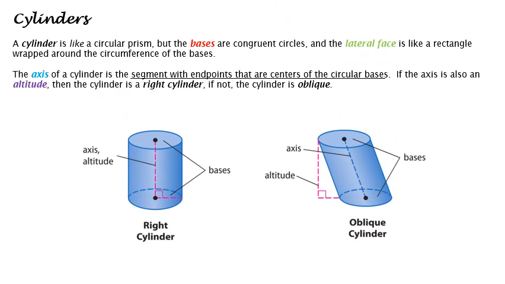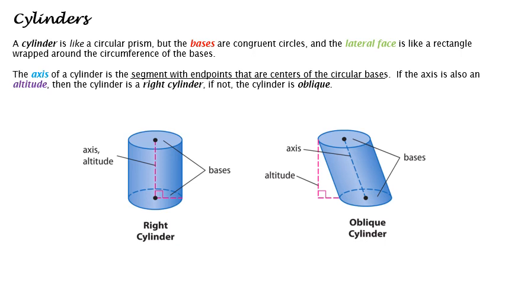So a cylinder is really similar to a prism. It's kind of like a circular prism. So the bases are going to be congruent circles rather than any other type of shape. And our lateral face, there's just one of them, is kind of like a rectangle but wrapped up around the circumference of our bases.